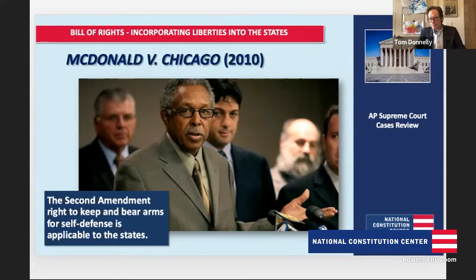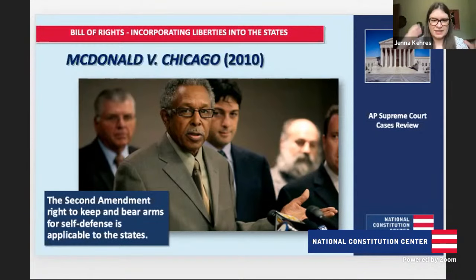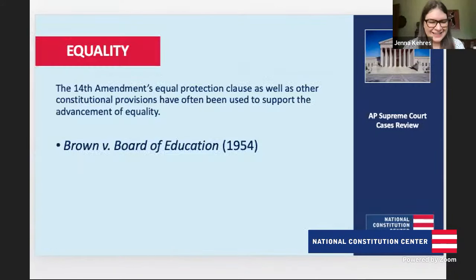Okay, great. All right, so that's incorporation. I think we all understand that this is slowly applying the Bill of Rights protections to the states through the process of selective incorporation, case by case, kind of protection by protection. Let's look at the next big grouping. Well, the next category only has one case in it, but that would be equality.